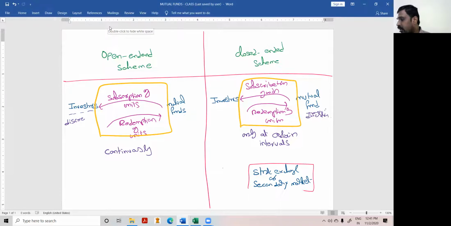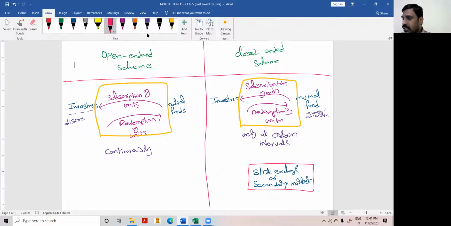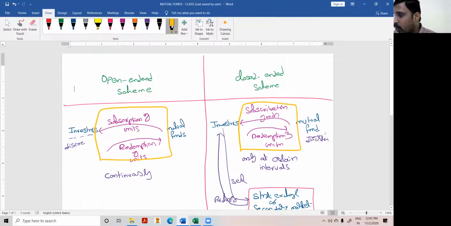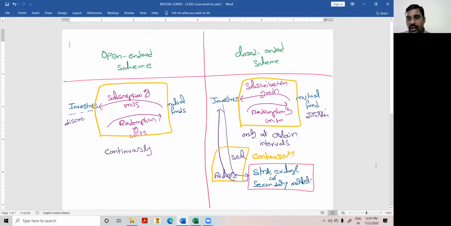Okay, secondary market. So investors can purchase and sell continuously. Even in a closed-ended fund, we can purchase and sell continuously, but in the stock market or secondary market, not directly with the fund. Not directly with the fund, in both the cases.